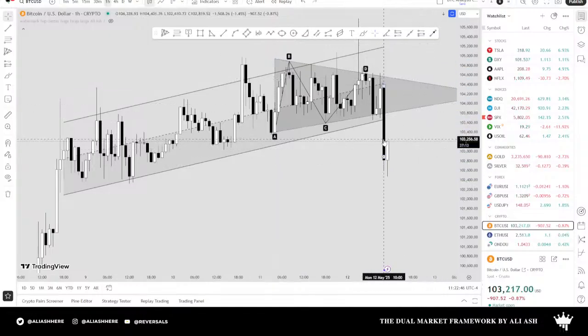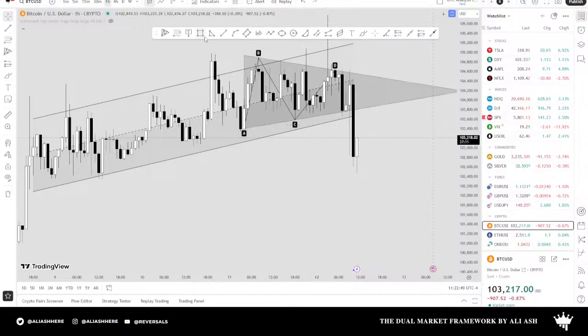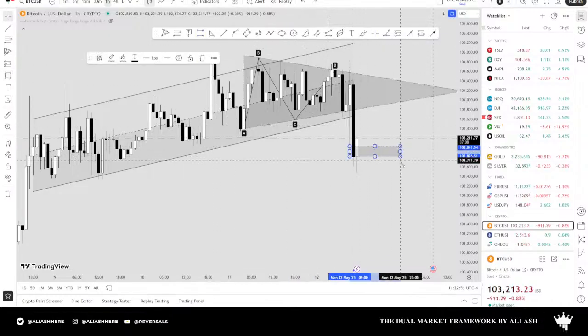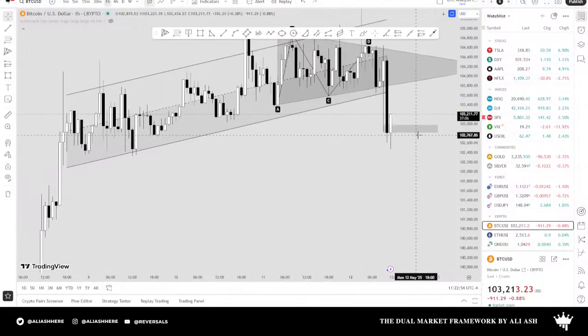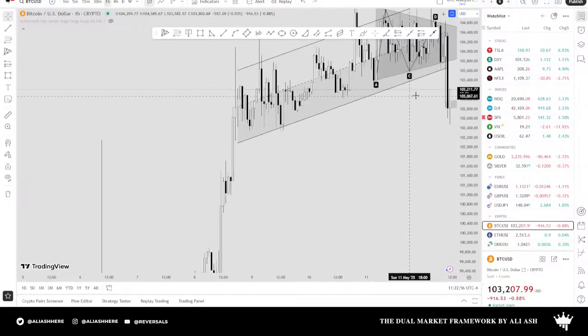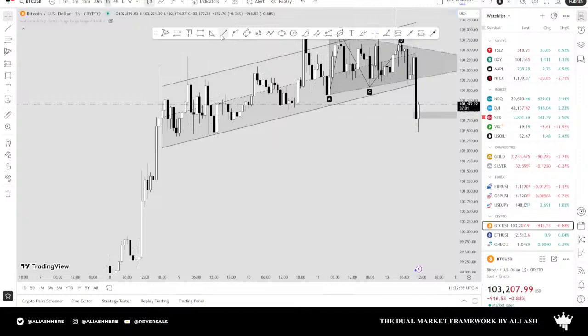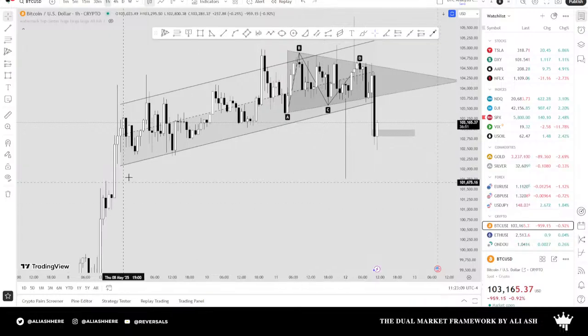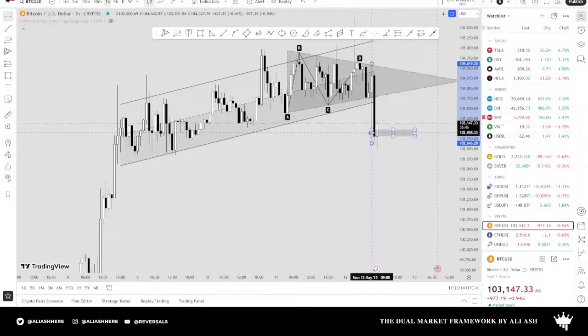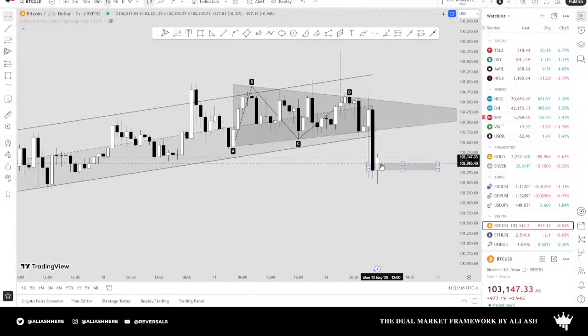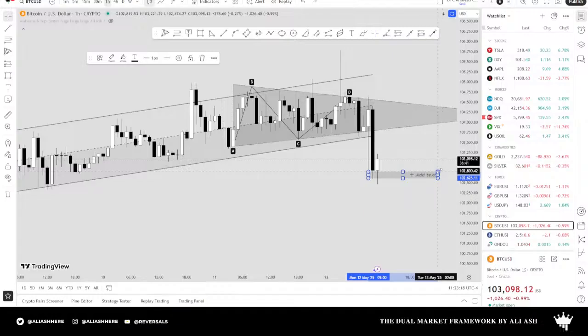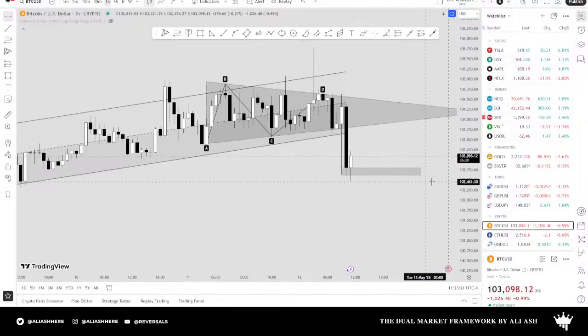So right here we have this SR interchange. Okay, and also you can use the SR interchange for the parallel channel. So here we have this demand, and this demand will change into supply. So we will use this from this wick where the supply was started, and here we will have the precise level of reversal area.